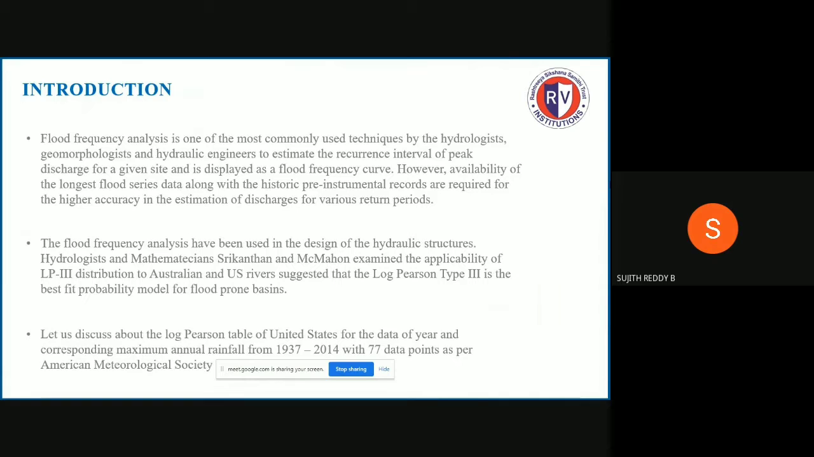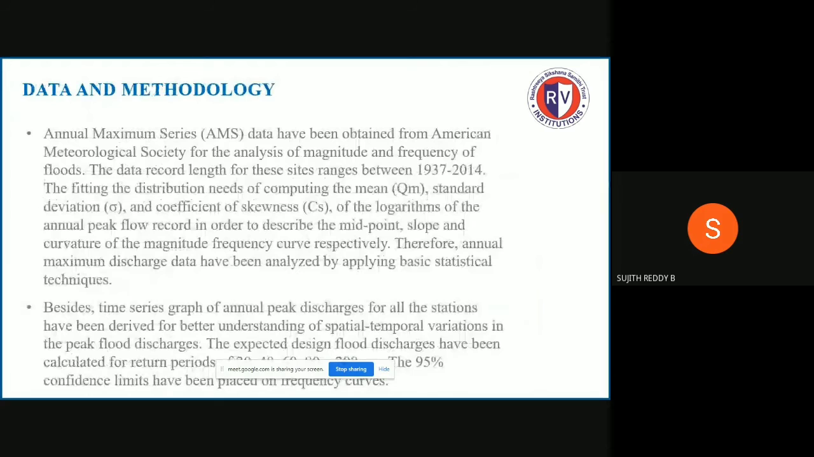Hydrologists and mathematicians such as Srikanth and McMahon examined that Log-Pearson type 3 is the best fit probability model for flood-prone basins. We'll be discussing United States data of the years 1937 to 2014 for now, with the help of 77 data points for 77 years. Annual maximum series data, which has been collected from the American Meteorological Society for analysis of magnitude and frequency of floods, is recorded for the length of sites between 1937 to 2014.